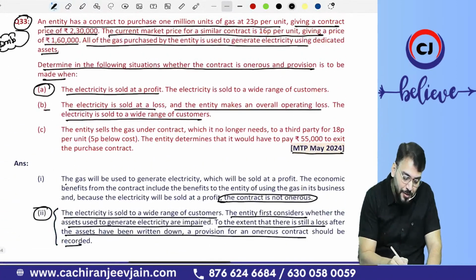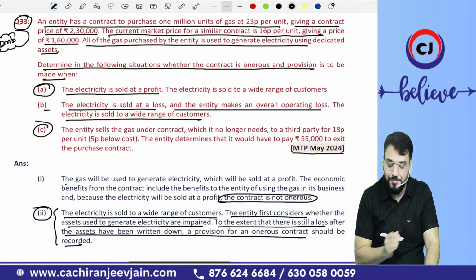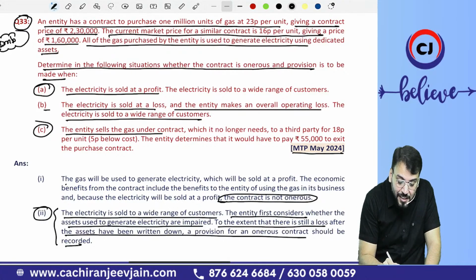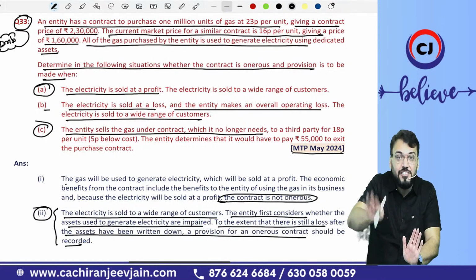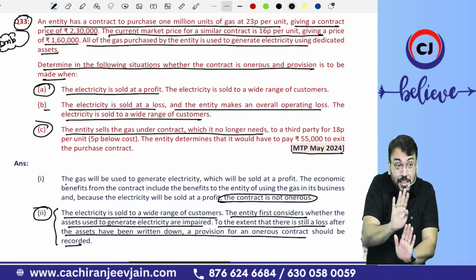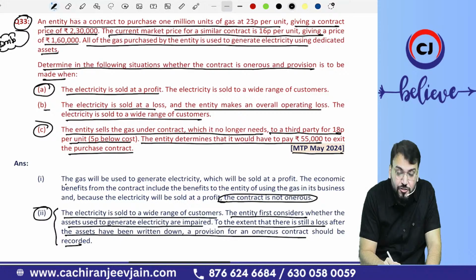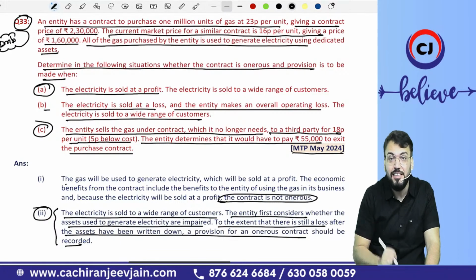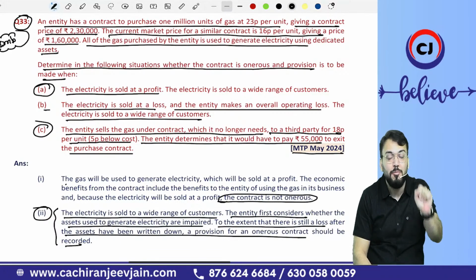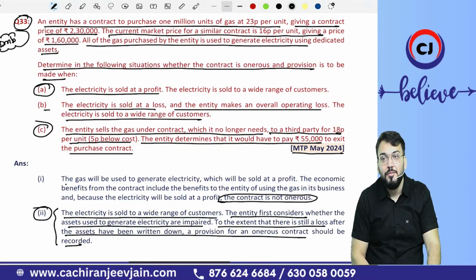Okay, last point, point number C, you will answer. I will not answer. The entity sells the gas under the contract which it no longer needs. Means they sell the gas under the contract which they no longer need, do not want to generate electricity now, to a third party for 18 paise per unit, 5 paise below cost. The entity determined that it would have to pay 55,000 to exit the purchase contract. Means 55,000 is the penalty to cancel the contract. But what would be the amount of provision? 50.